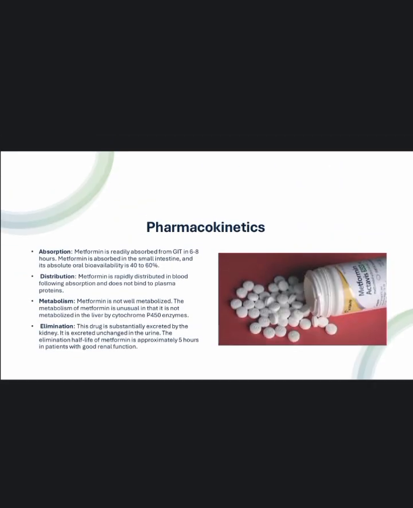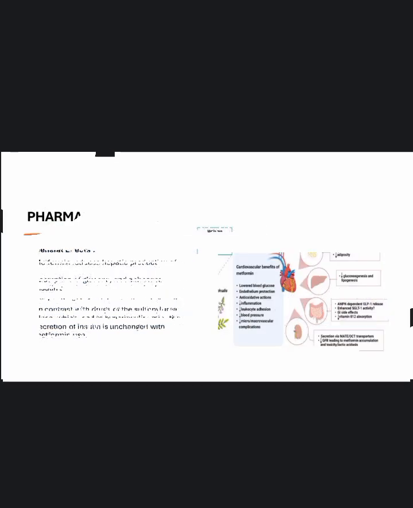Let's discuss the pharmacokinetics of metformin. Metformin is well absorbed from the GIT when given orally, with a bioavailability of 40 to 60%. Metformin is readily distributed from the GIT. It does not bind to plasma proteins. It is not metabolized and no metabolites are formed. It doesn't undergo liver metabolism. Metformin is excreted unchanged in the urine. However, elimination can be prolonged in patients with renal impairment.